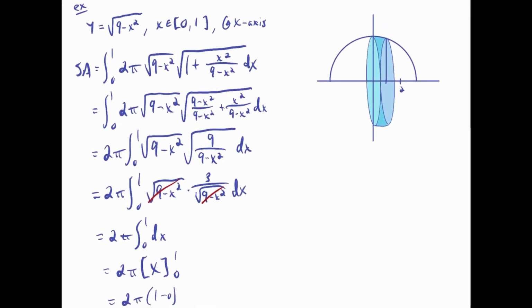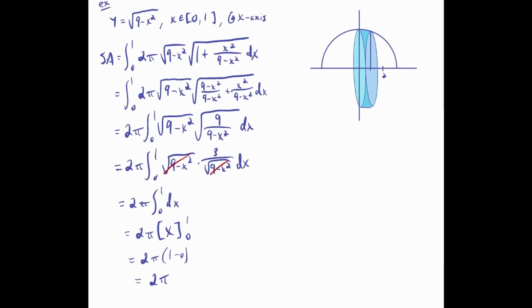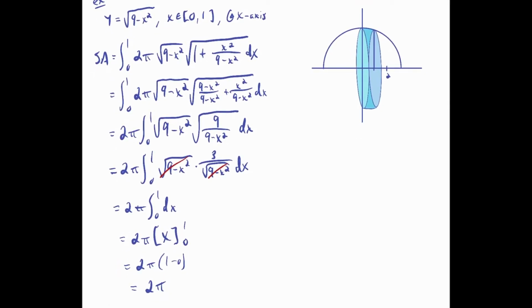So what you could do is make a formula based on the interval from a to b. It would be 2 pi times b minus a, essentially. If you wanted to do that, that would be the surface area of a section of a sphere based on any interval.